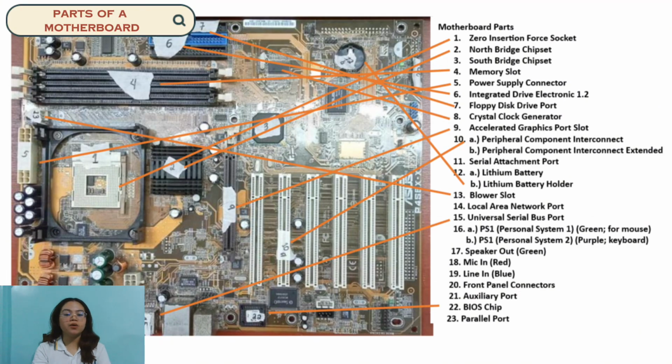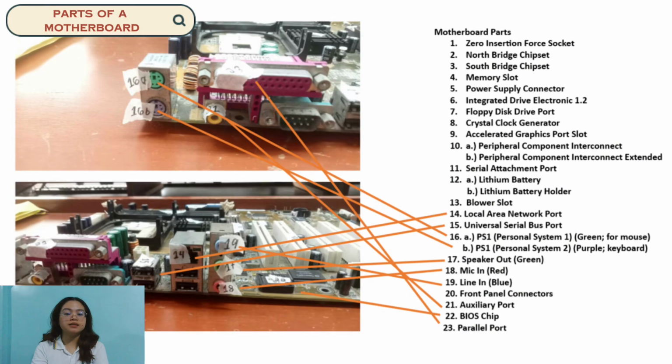Next is the USB port. That stands for Universal Serial Bus. It is a Universal Serial Bus port that provides connections for various peripherals such as keyboards, mouse, printers, and external storage devices.